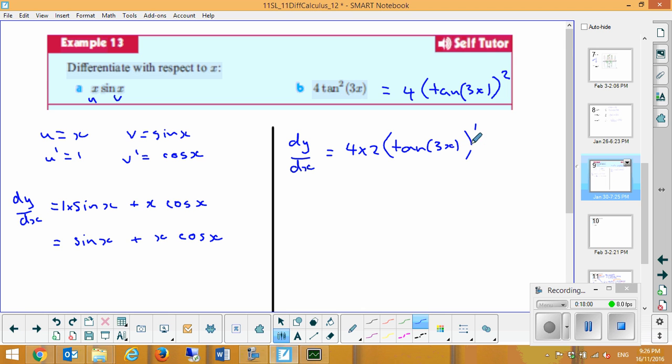So that'll be now times 1 over cos squared 3x. And now differentiate the 3x, times 3. We'll put that 3 over 1. So now, putting all our numbers together, 4 times 2 is 8, times 3 is 24. This is in the numerator, that's in the denominator. So we end up with 24 tan of 3x over cos squared 3x. All right.